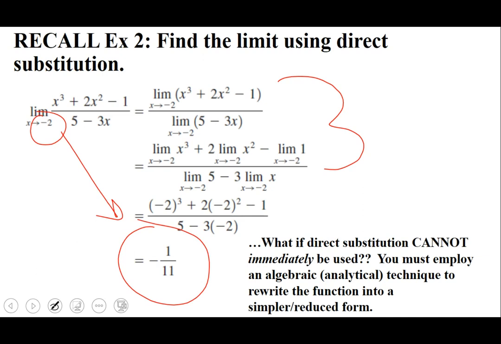So that begs the question, are all these problems going to be this easy? Unfortunately not. So what if direct substitution cannot immediately be used? And notice I say the word immediately because it means that you're not able to use direct substitution in the first step. If that happens, then you must employ some algebraic technique. Please note that these are also called analytical techniques. Those two words are equivalent. And you basically have to simplify or rewrite the function into some other form so that you can simply plug the value in and use direct substitution.